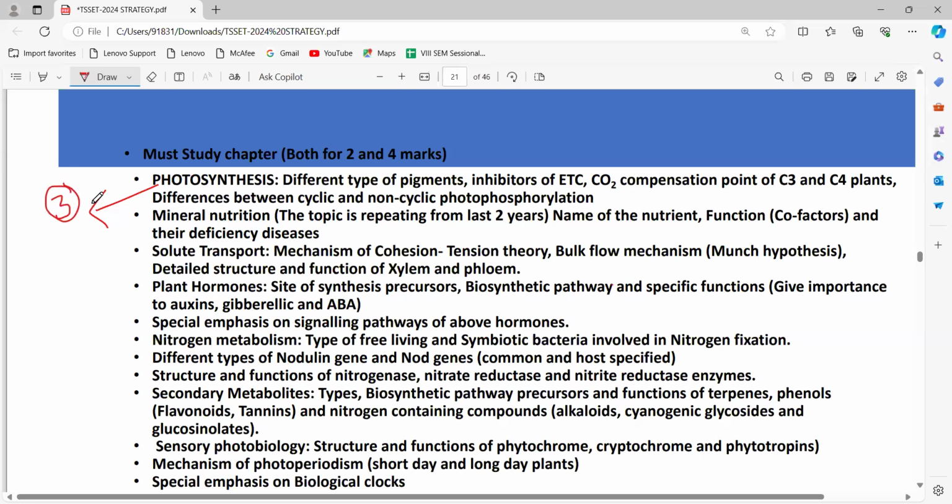They have given 3 questions only from photosynthesis. Nitrogen metabolism, they have given 1 question. Sensory photobiology, they have given 1 question. Secondary metabolites, they have given 1 question. Only 5 questions appeared.